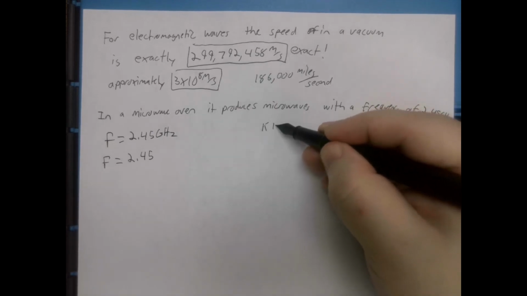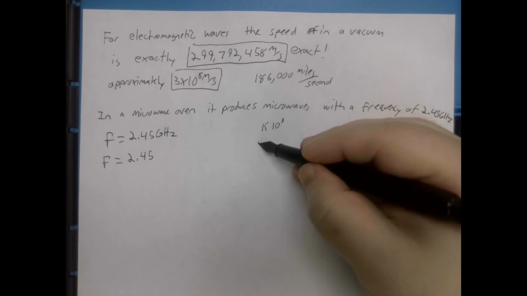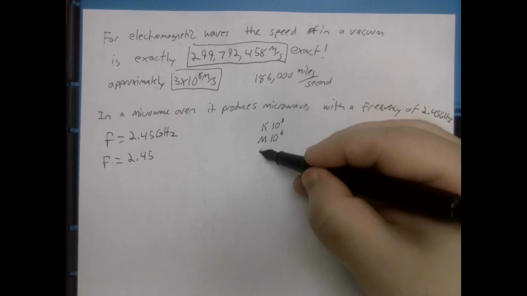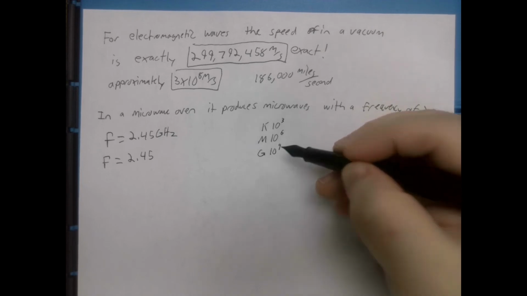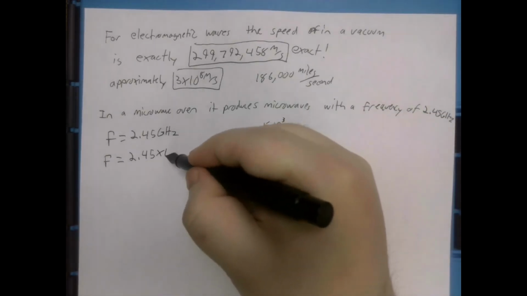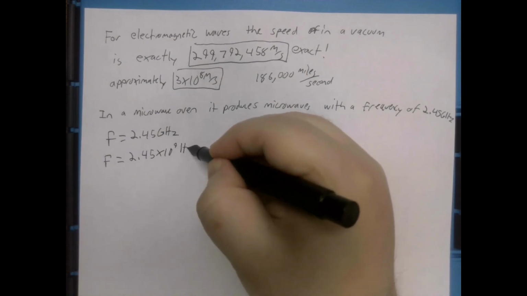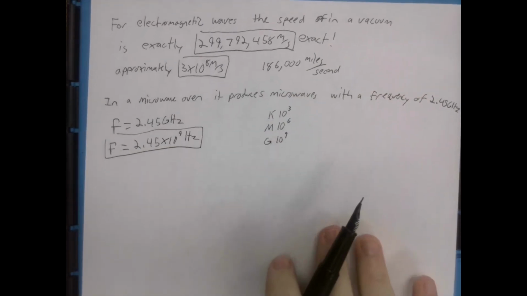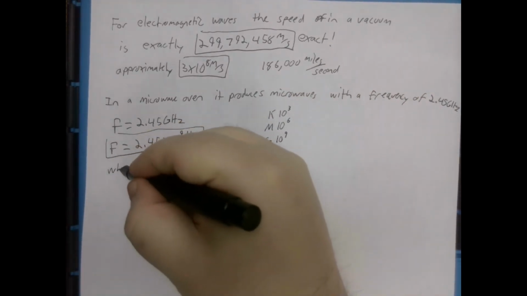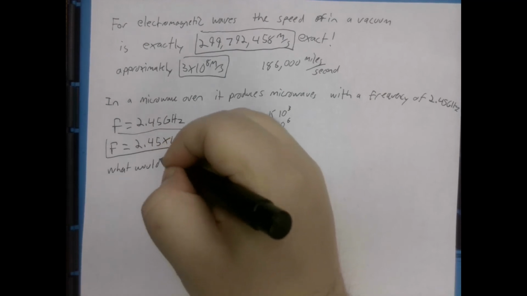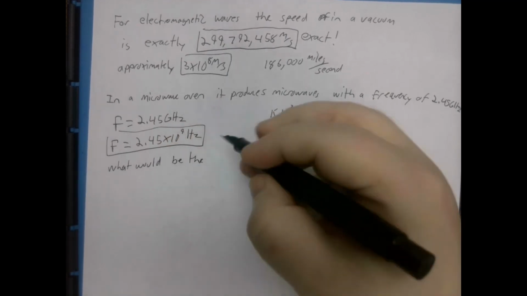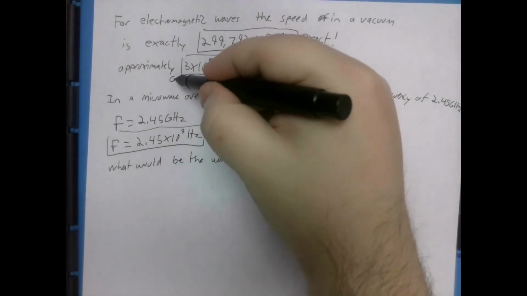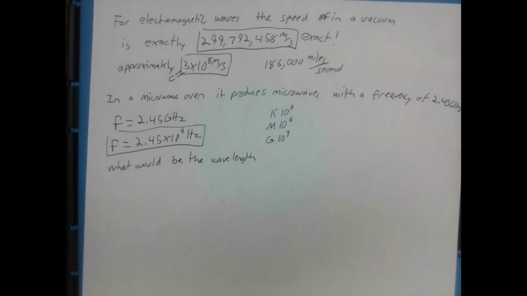So kilo is 10 to the 3. Mega is 10 to the 6. Giga would be 10 to the 9. So 10 to the 9 hertz. So that's the frequency. What would be the wavelength? Oh, by the way, we let the letter C represent this number as a constant.